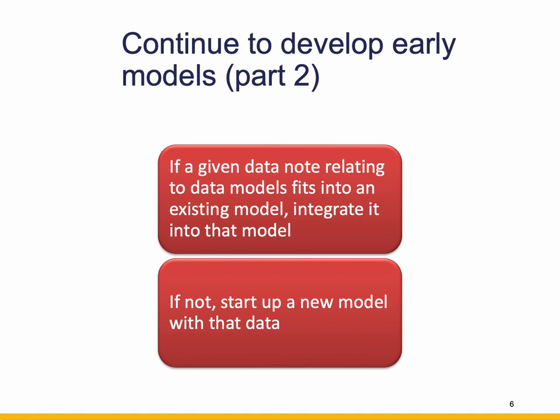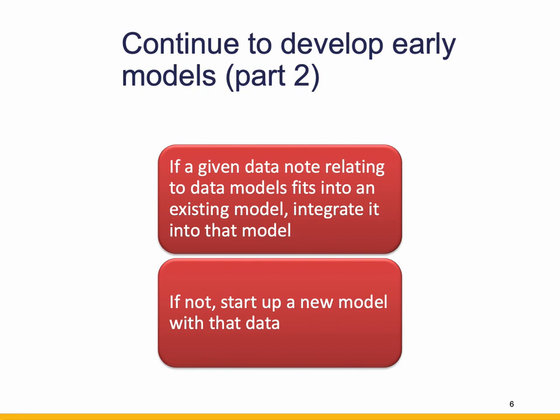So part 2 of my coverage of this concept of continuing to develop early models has a couple more really important points. If a given data note relating to data models fits into an existing model, we need to integrate it into that model. If not, we need to start a new model with that data. So there may be our physical perception of a phone, and then we get a data note of something that cannot be implemented into that physical model. When that happens, we need to start considering starting up a new model that can handle that data.